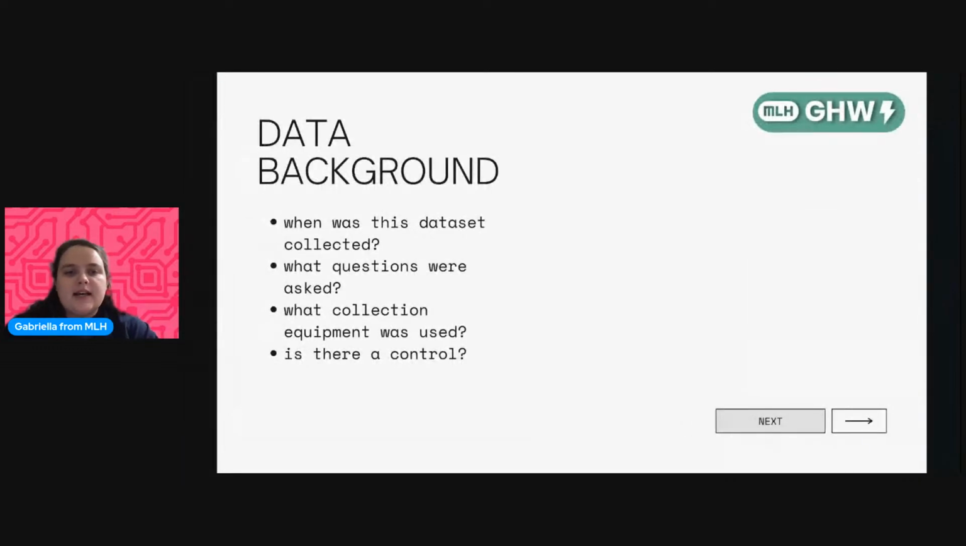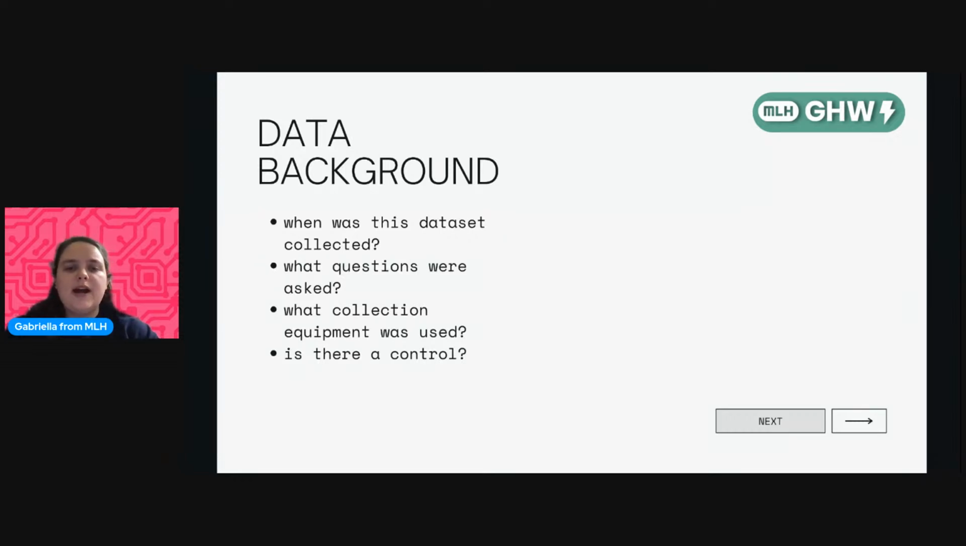When was this data set collected, what questions were asked, what collection equipment was used, and is there control? As far as when the data set was collected, that's really important because data that was collected in the early 2000s about technology isn't still going to be applicable because technology has exploded. Many more people have access to it, and there's been a lot of innovations that weren't present then. So the data will be very different. Also, the way that the data is stored will be very different from the early 2000s to now.